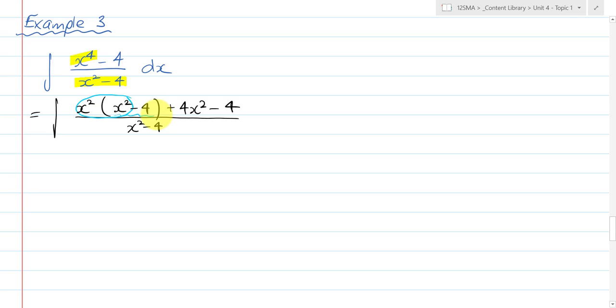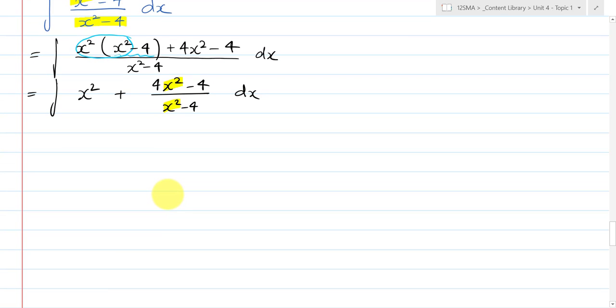a multiple, because now I can divide through that part, which gives me the integral of x squared, because that cancels out, but I'm still left with 4x squared minus 4 over x squared minus 4. Now I still have this problem because that power is equivalent to that power, so it's still not small enough, which means I can do this again.